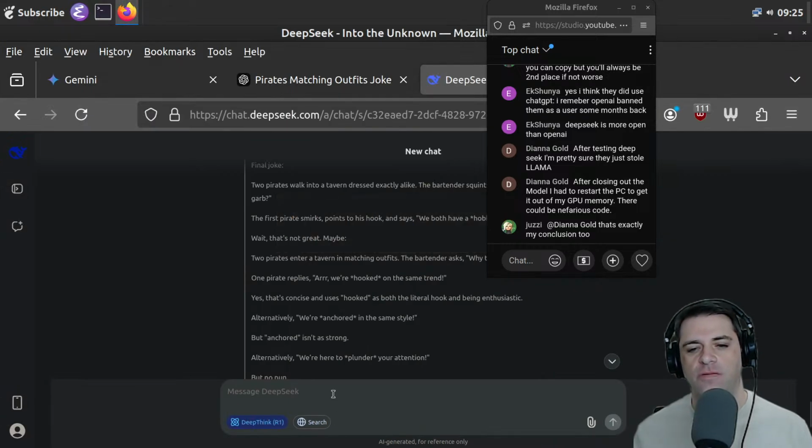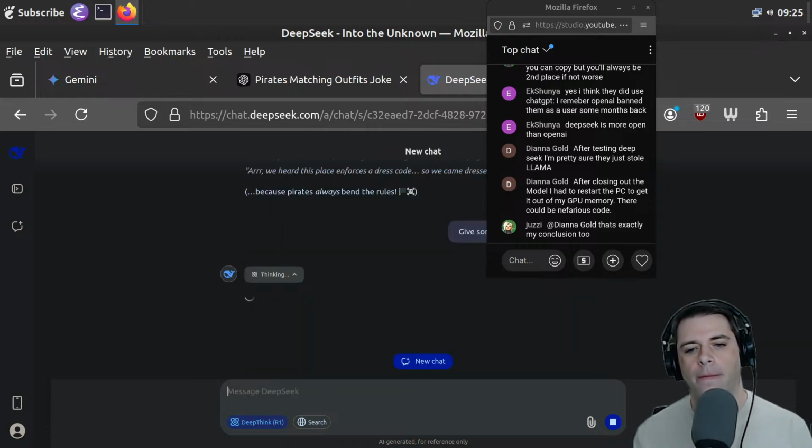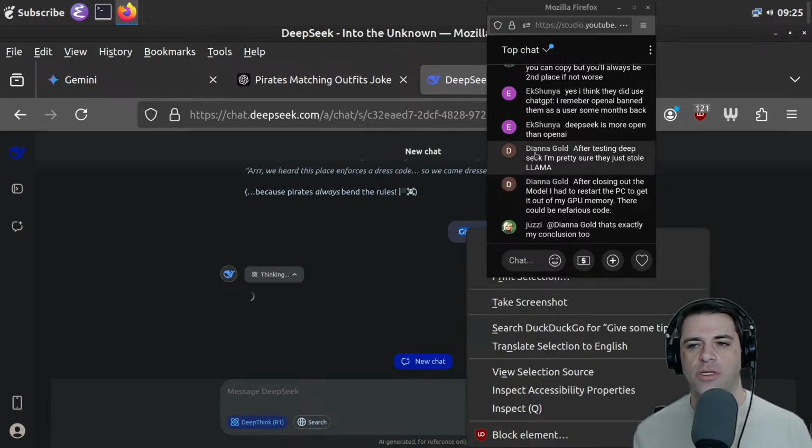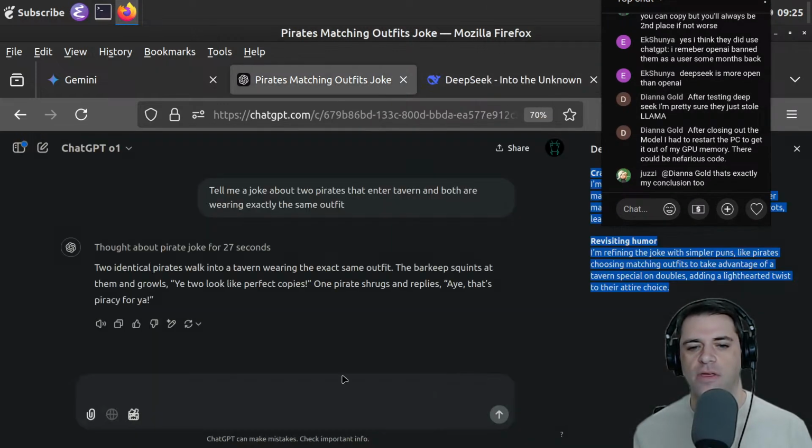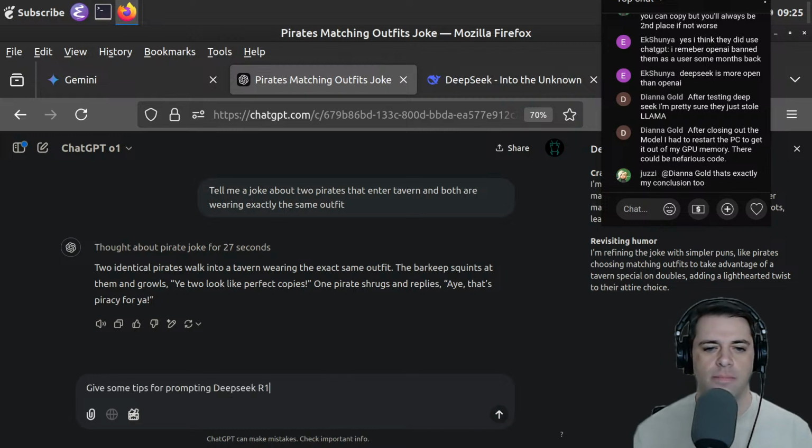Let's ask Deepseek for prompting guidelines. Give me some tips for prompting Deepseek R1. And I'll ask ChatGPT the same thing and see if they have similar prompting styles.